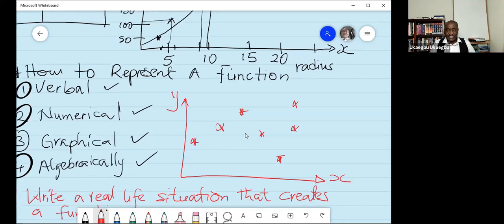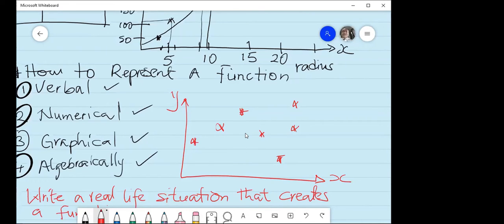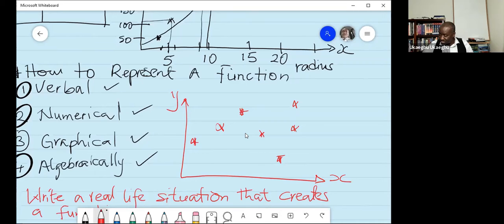What type of graph? It has a name. It starts with S. What type of graph have I just plotted? Scatter plot. So it doesn't really give any particular shape or any straight line or anything like that. The numbers are all over the place. It's called scatter plot.